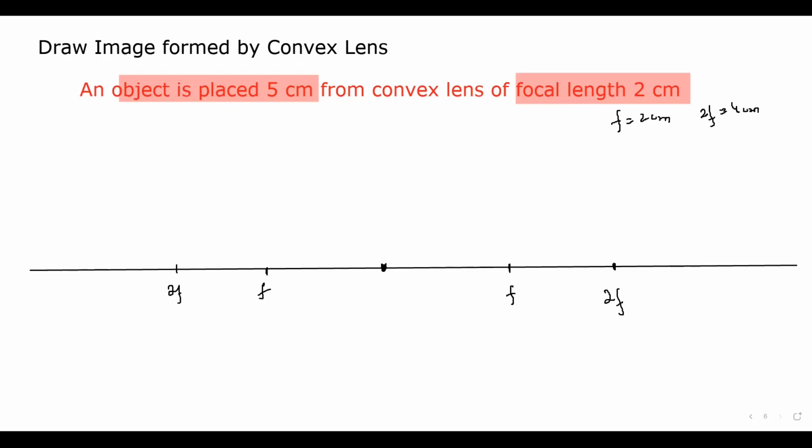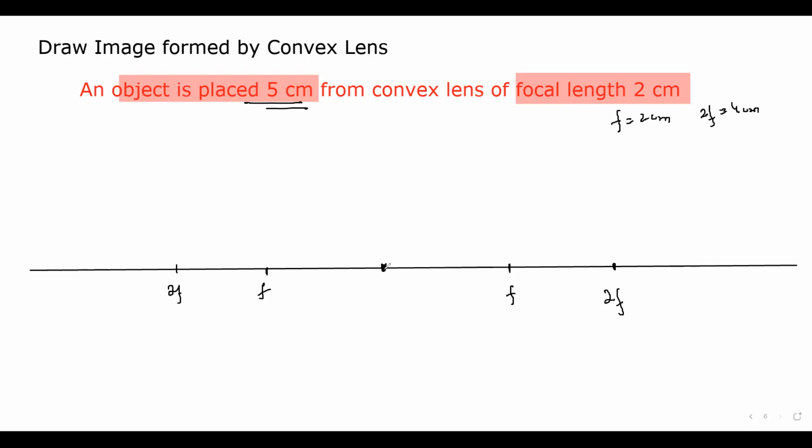Now the object is placed in the question. They mentioned an object is placed 5 centimeter, but they did not mention the object is on the right hand side or left hand side. So if they did not mention, it's up to you.